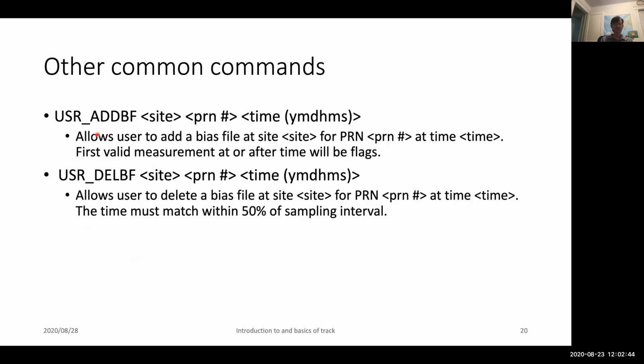So finally, if you think track has missed an ambiguity, which it sometimes does because of various reasons, and you can't get it to automatically detect it because it's a complicated geometry, you can explicitly add a bias for a site and a PRN number and a specific time at which it occurs. Now, sometimes also track will add bias flags, and it's hard to tell it not to add them. And so you can also delete bias flags if you like as well. And so these two commands are very useful.